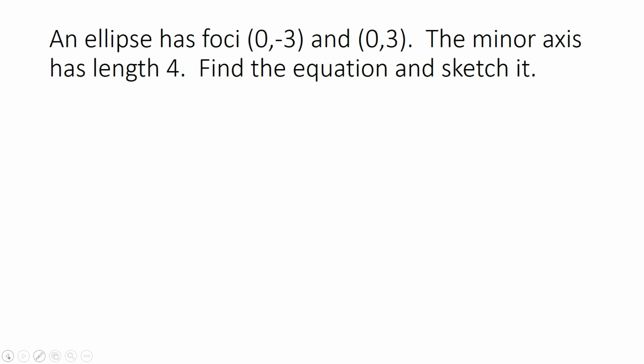All right, so an ellipse has foci (0, -3) and (0, 3). The minor axis has length 4. Find the equation and sketch it. So this is one of those where we're given some information and we have to figure out what's going on. As you know, I always like to draw a picture, so that's what I'm going to do.